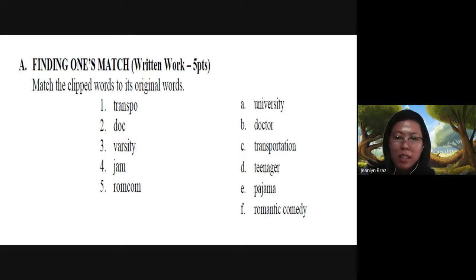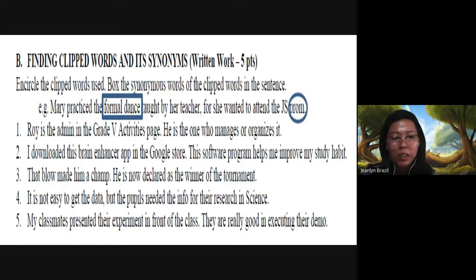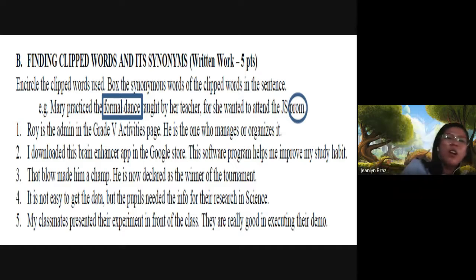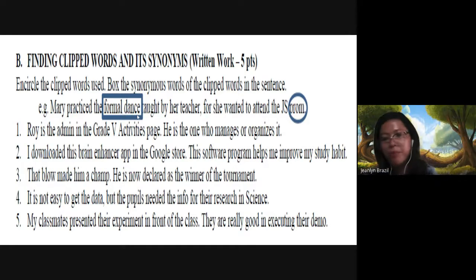Second assessment. Ito, mahabahay ba ito? Anyway, nandun to sa Facebook group. So, ano ang gagawin natin dito sa letter B? Ayan. So, ang gagawin natin sa letter B is that you have to encircle the clipped words. Katulad ng ginawa ko. Ito, example given, Mary practiced the formal dance taught by her teacher for she wanted to attend the JS prom. The clipped word here is prom.